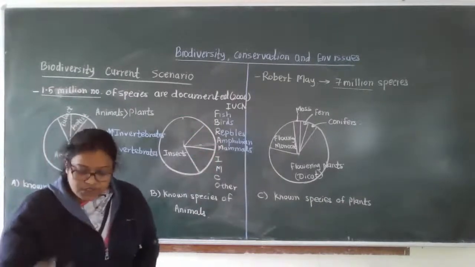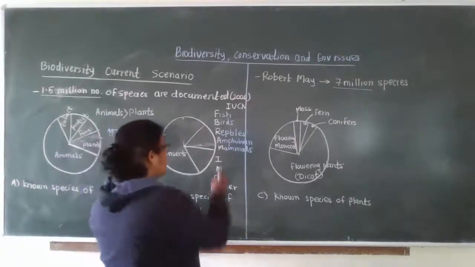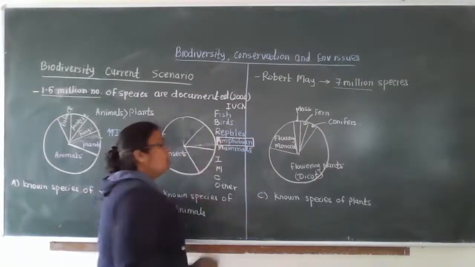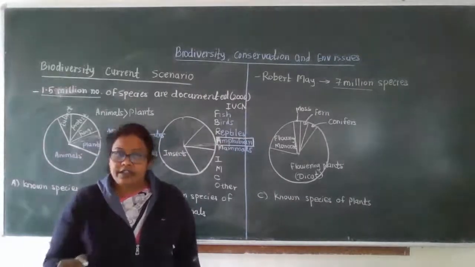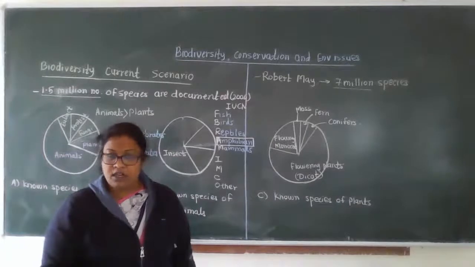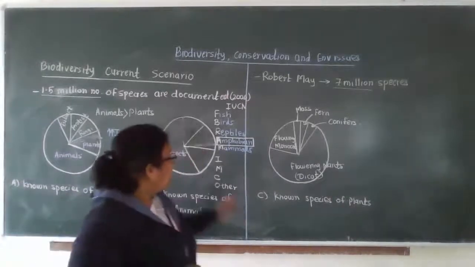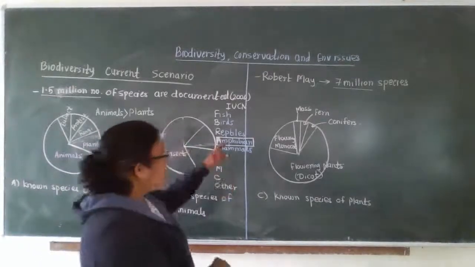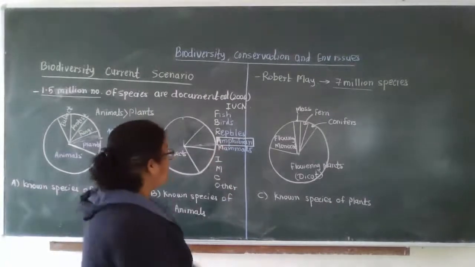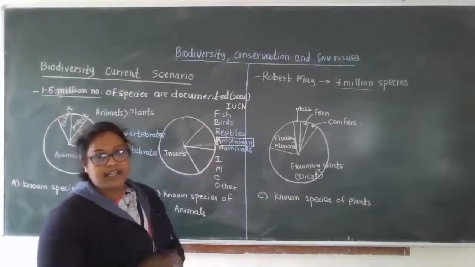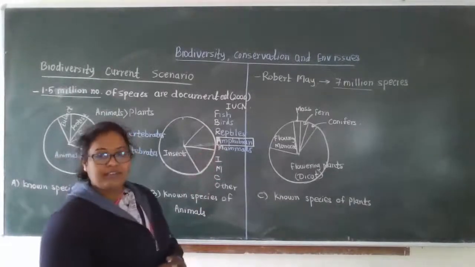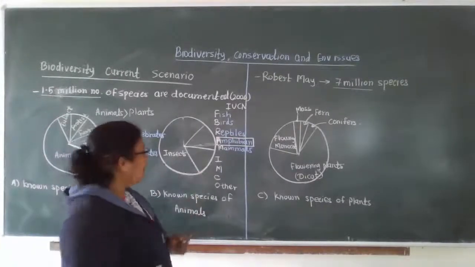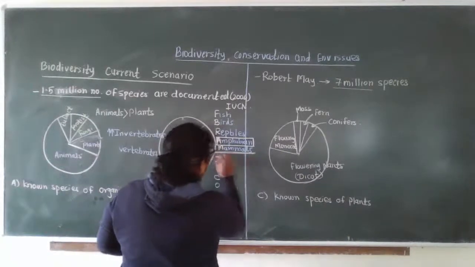Here the most threatened are the amphibians. Everyone keep in mind, amphibians have a great threat of extinction in the animal kingdom. Clear? According to NCERT, and according to the state board also, this question can be asked as a single sentence or as an MCQ. The most favorite question is which has a great threat among the vertebrates, and that is the amphibians. Clear to everyone?